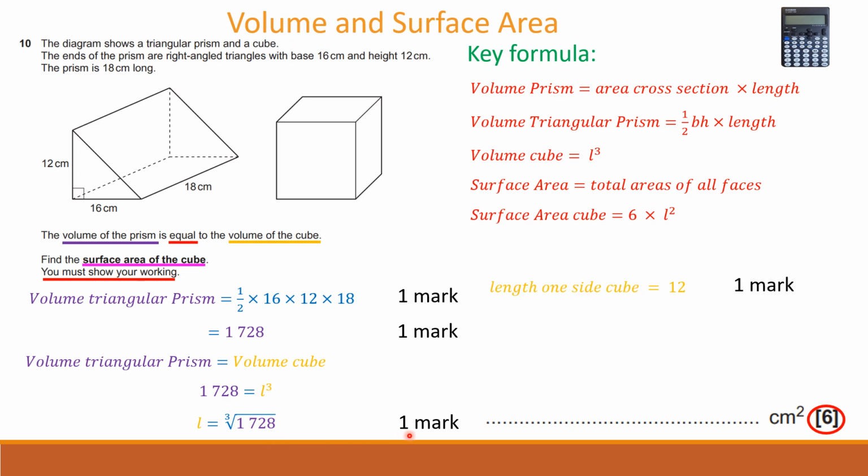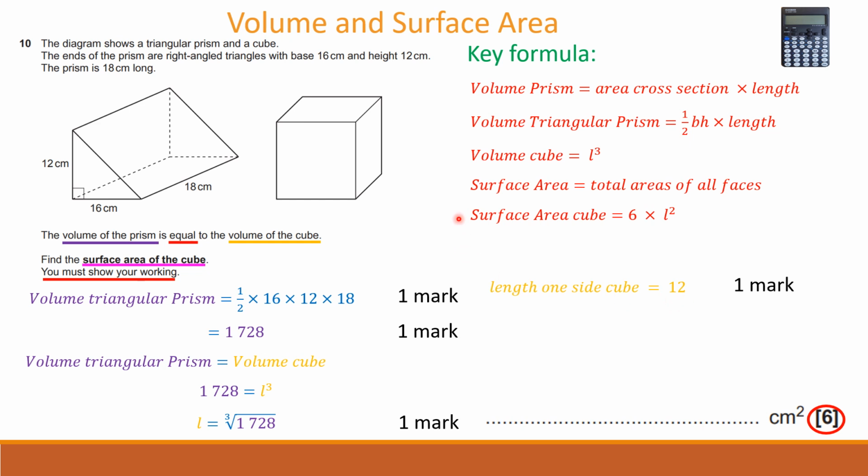Now if you cube root this number on your calculator, you will find that you get the answer of 12, which is your fourth mark, which means that one of the sides of this cube is going to be 12. So every side on this cube is going to be a length of 12. And your fourth mark is for writing down the number 12.